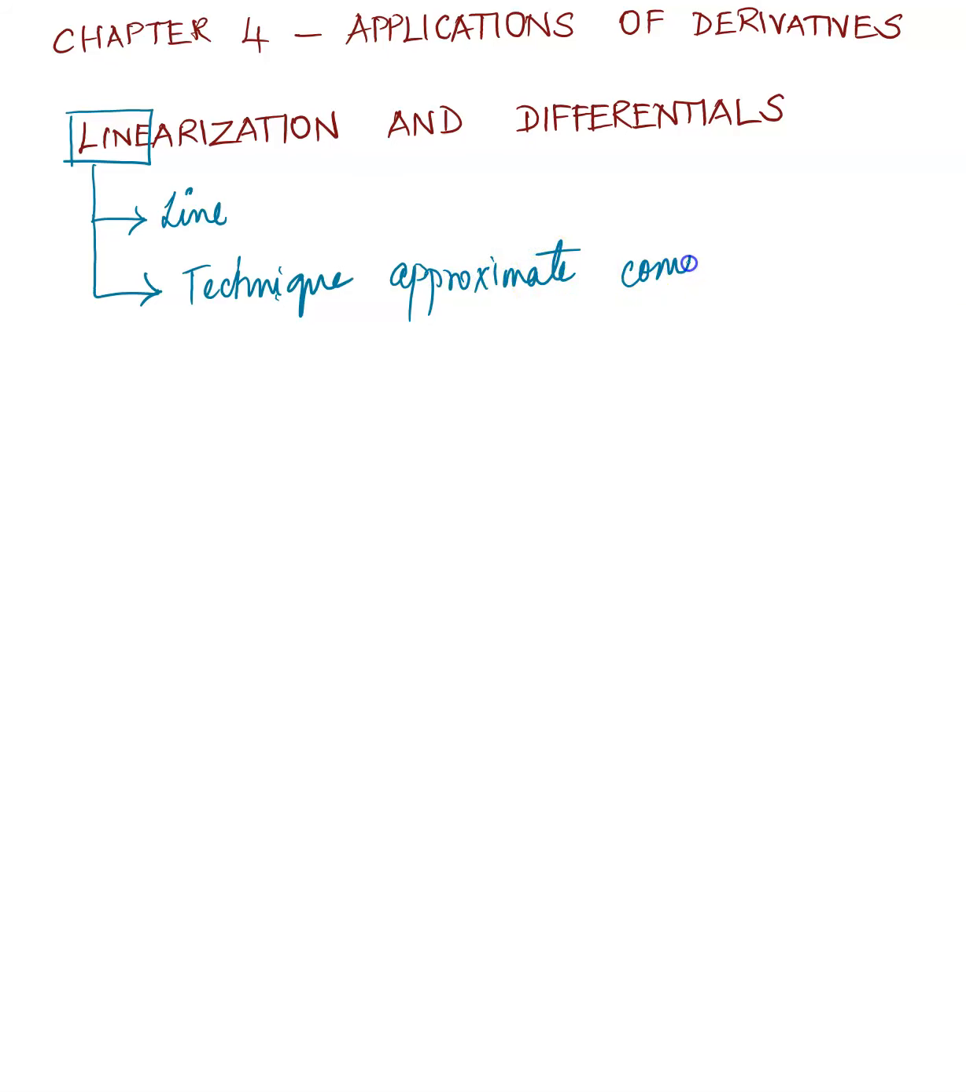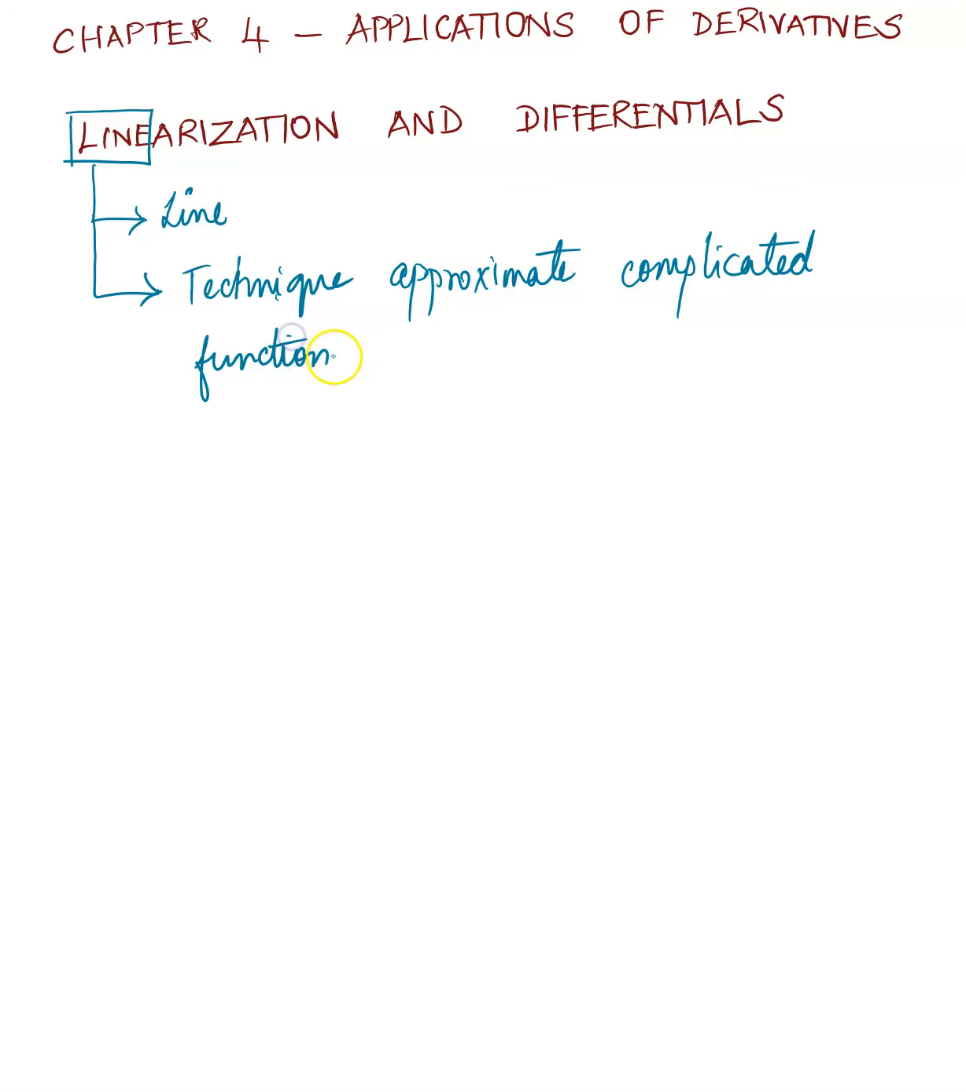Let's focus on linearization. Can you see the word line in linearization? That's your big hint there. We're going to use the idea of lines here. And why do we need them? Well, this is basically a technique that is used to approximate complicated functions. So we're going to use the idea of lines to do this.